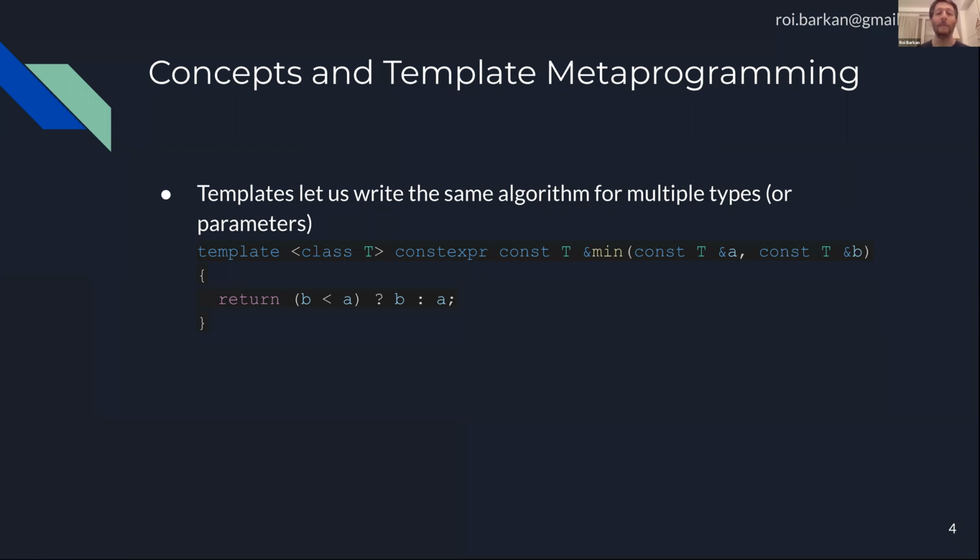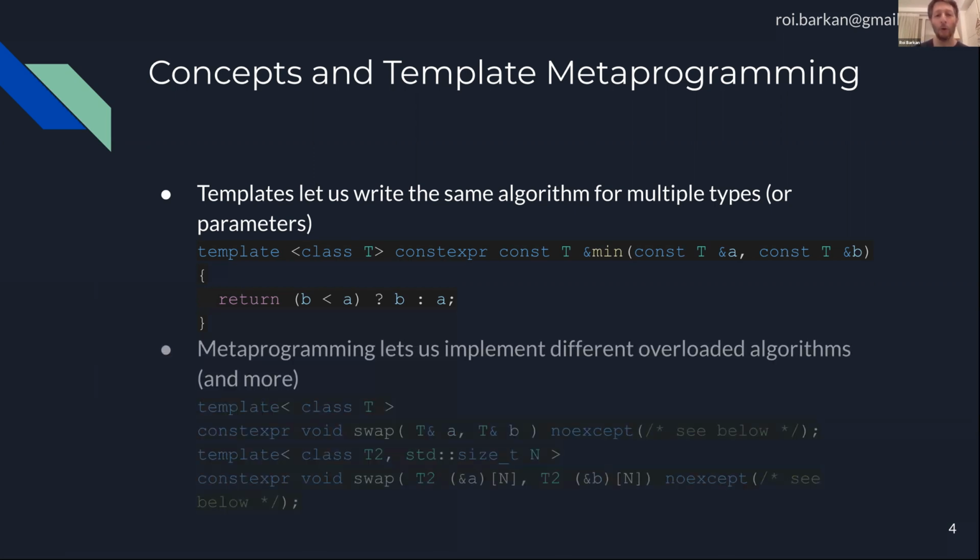It's a template, and that means that the same algorithm can be used for many, many types. Every type for which I can take the greater than or less than operator, I can usually implement a min for, and these 4 lines do it in the STL. Metaprogramming gives us even more power. It lets us implement different algorithms and overload them, such that the compiler knows to choose the correct algorithm with the same name.